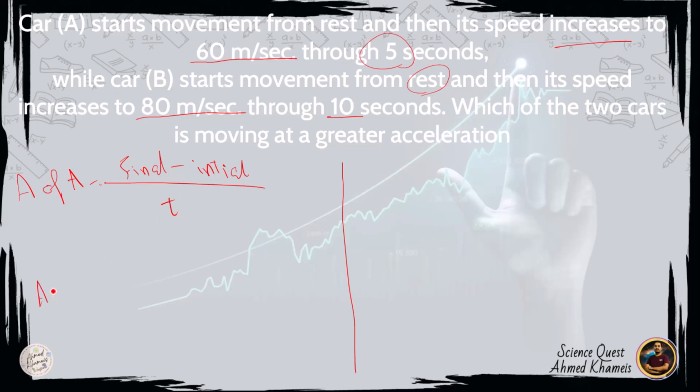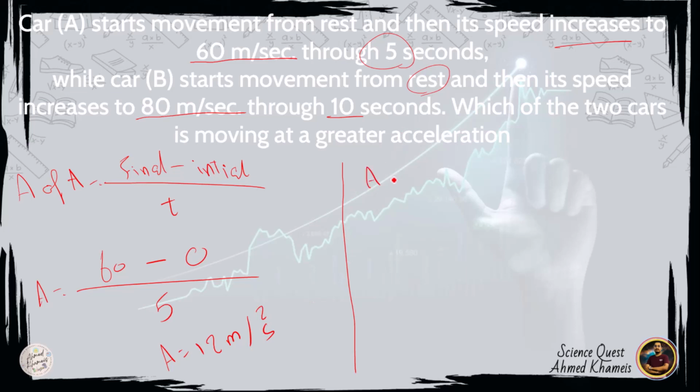So the acceleration of A will equal, the final speed is 60 meters per second. The initial speed, he tells us that the car starts moving from rest, and we said that when the car starts from rest, the initial speed will equal 0. That change happened in 5 seconds. So the acceleration equals 12 meters per second squared.